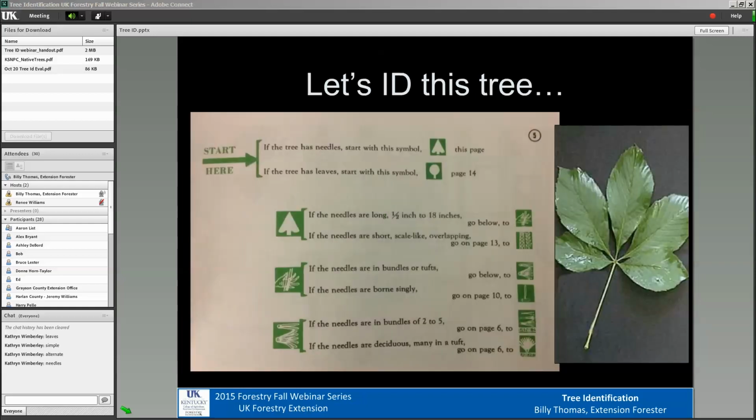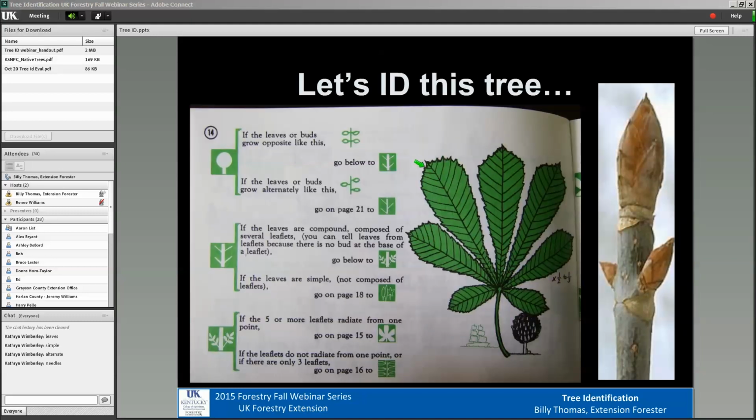All right, so let's ID this tree right here. So we've got here again, needles or leaves. I think we'll agree on this one. We're talking about leaves. So we're going to go to page 14. We're going to look for that little lollipop shape there. And that's right up here.